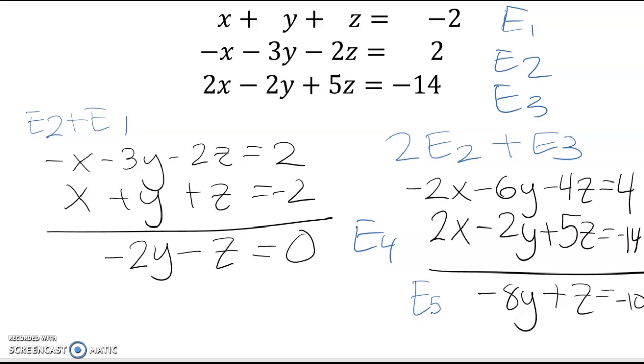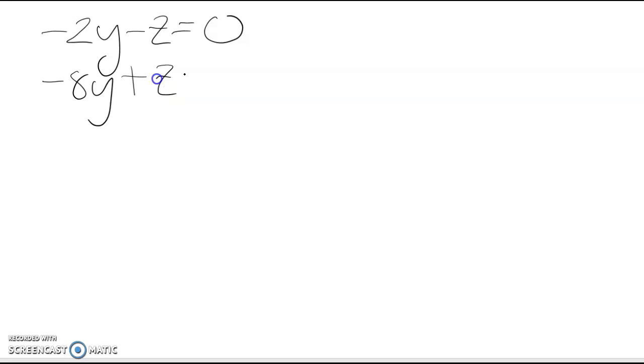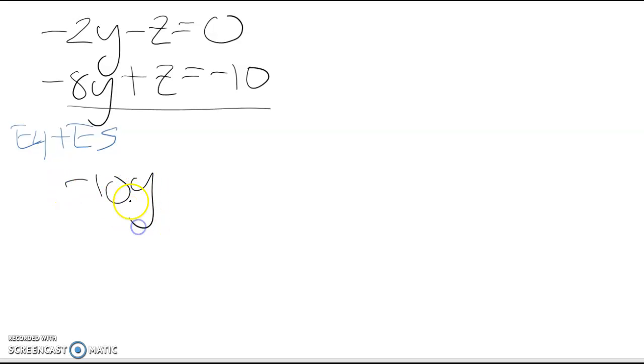I'm going to rewrite that on the next page. So I had negative 2y minus z equals 0, and I had negative 8y plus z equals negative 10. Looking at this, I could eliminate either variable, however the z variable would be easier. If I take equation 4 plus equation 5 and add them together, I would get negative 10y equals negative 10, because the z's cancel. And now you can just do regular linear solving.